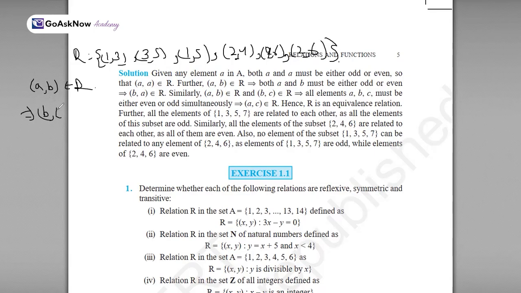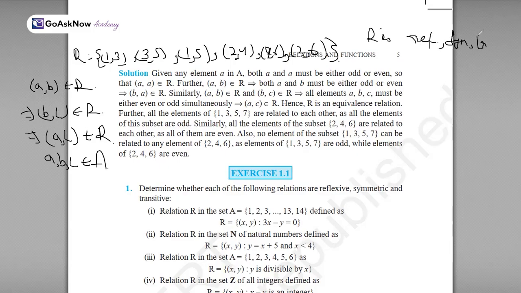and if B comma C also belongs to R, then it must satisfy that A comma C must also belong to capital R, where A comma B comma C belong to capital A. So it is what I have already told you. This is the statement for the transitive nature of any relation. So I have shown here that the relation R is reflexive also, symmetric also, and transitive also.